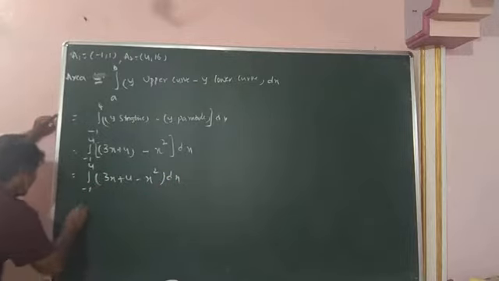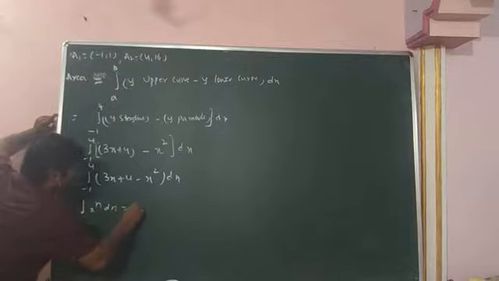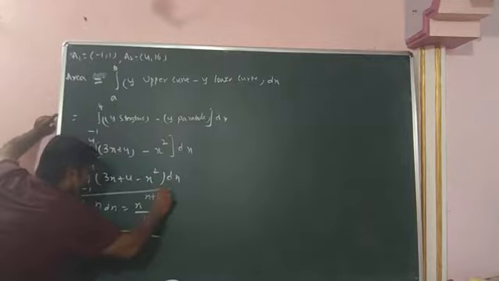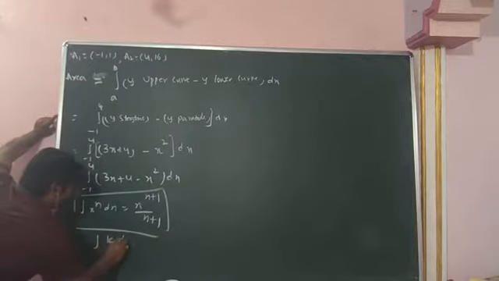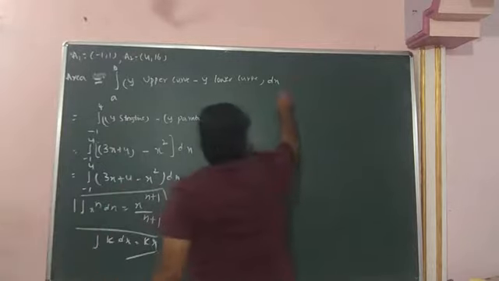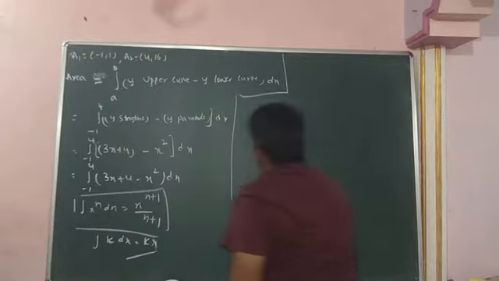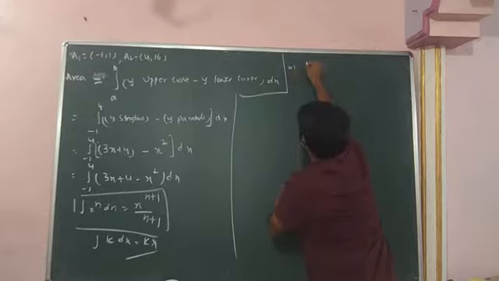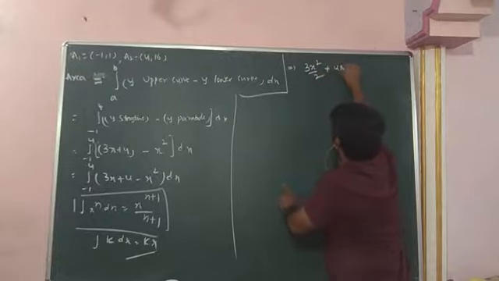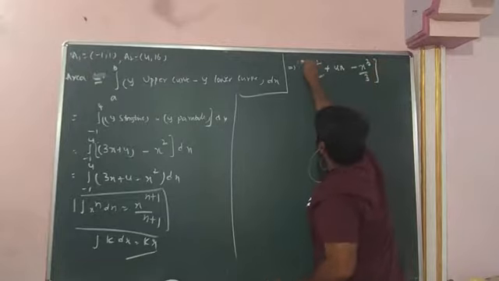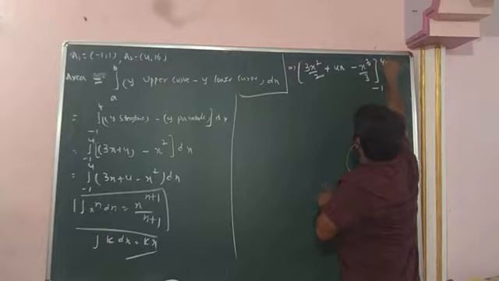We know that the integration of x power n into dx is x power of n plus 1 by n plus 1. This is a basic formula. And the integration of a constant k into dx is k into x. So this is 3x square by 2 plus 4x minus x cubed by 3, and the limits are minus 1 to 4.